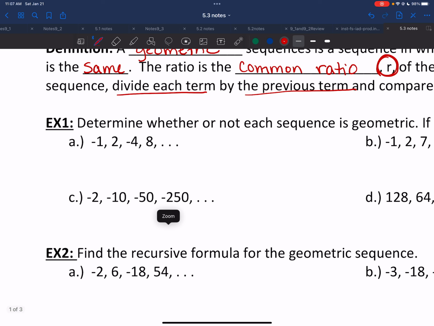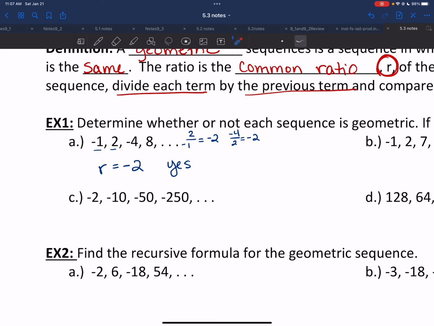So let's take a look at 2 divided by negative 1. We get negative 2. Negative 4 divided by 2 gives us negative 2. And then I can go ahead and check 8 divided by negative 4 is also negative 2. So my ratio is negative 2. And of course, yes, this is a geometric sequence.